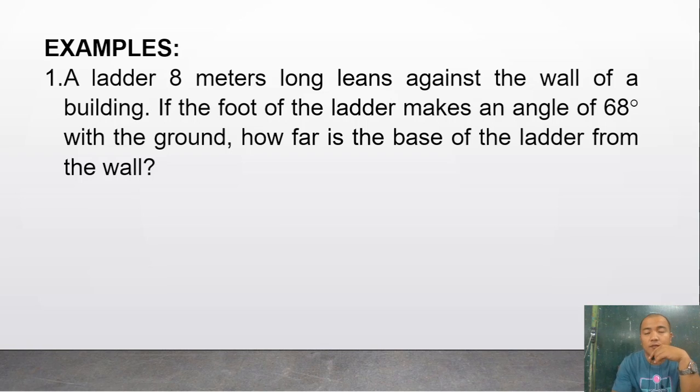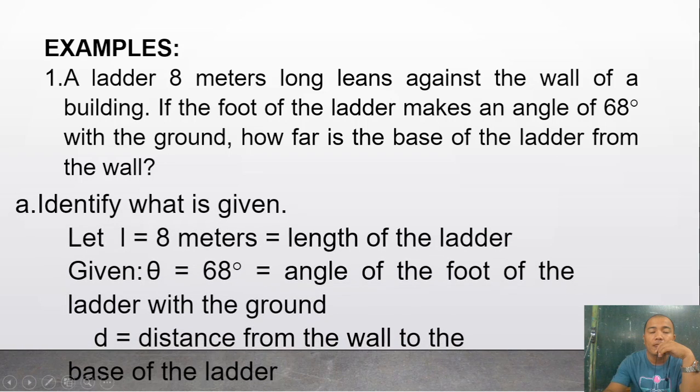Okay, so let us have here now some examples. A ladder 8 meters long leans against the wall of a building. If the foot of the ladder makes an angle of 68 degrees with the ground, how far is the base of the ladder from the wall? So first, identify what is given. So let L be equal to 8 meters, which is the length of the ladder. Theta is the 68 degrees angle of elevation of the foot of the ladder with the ground. D is the distance from the wall to the base of the ladder.